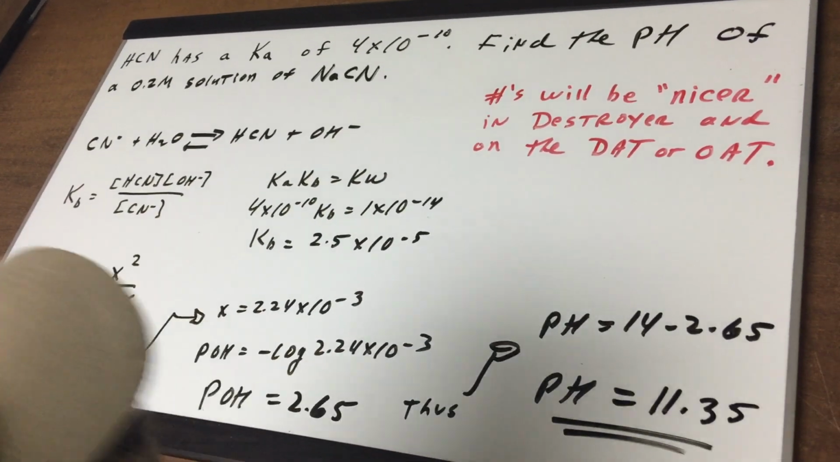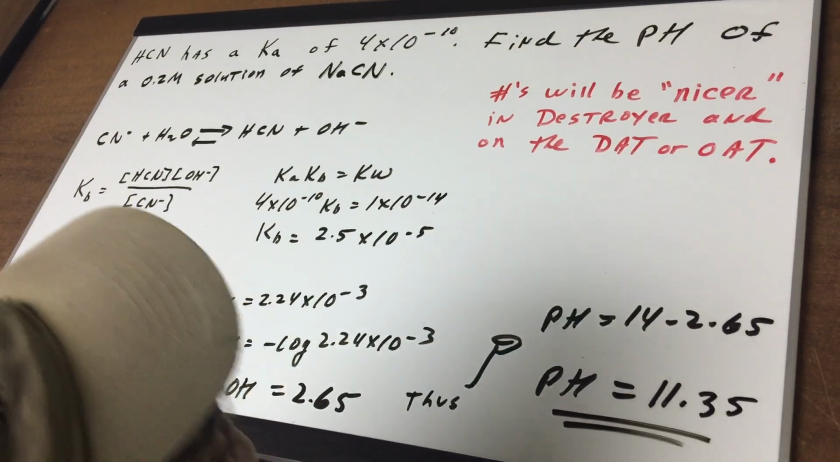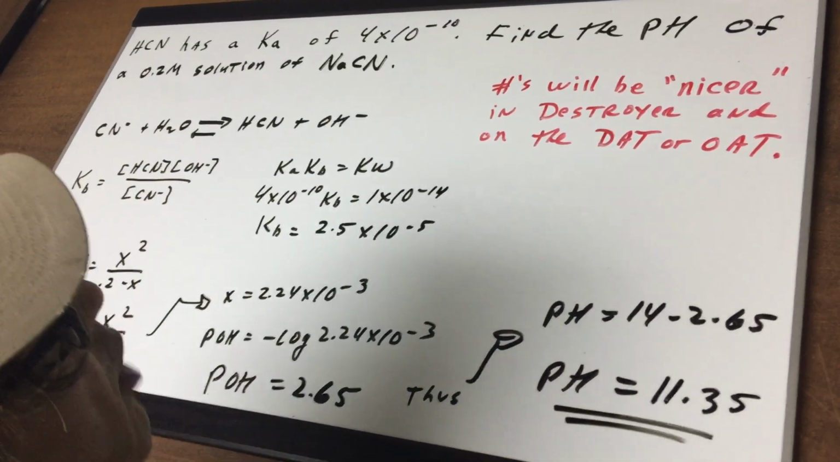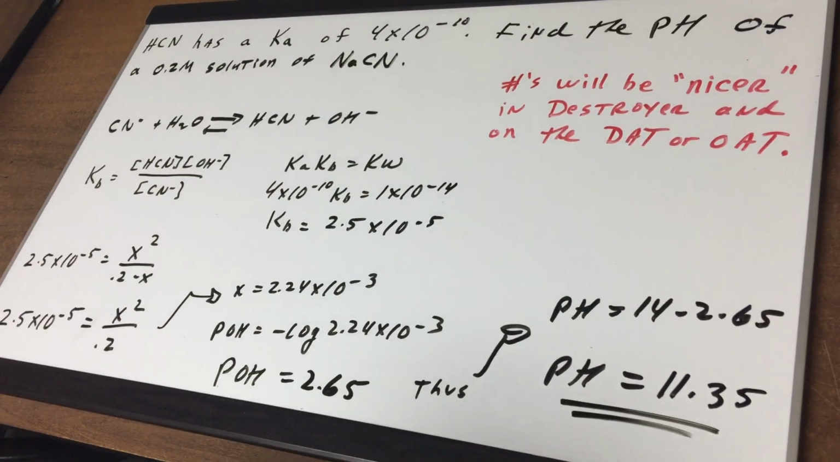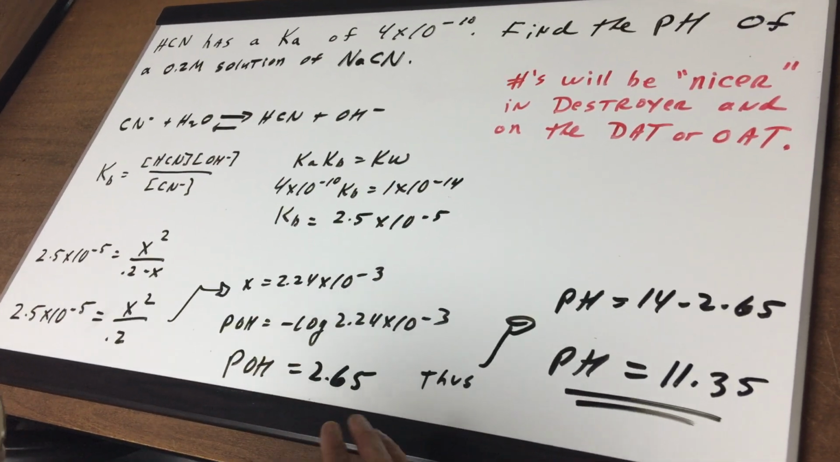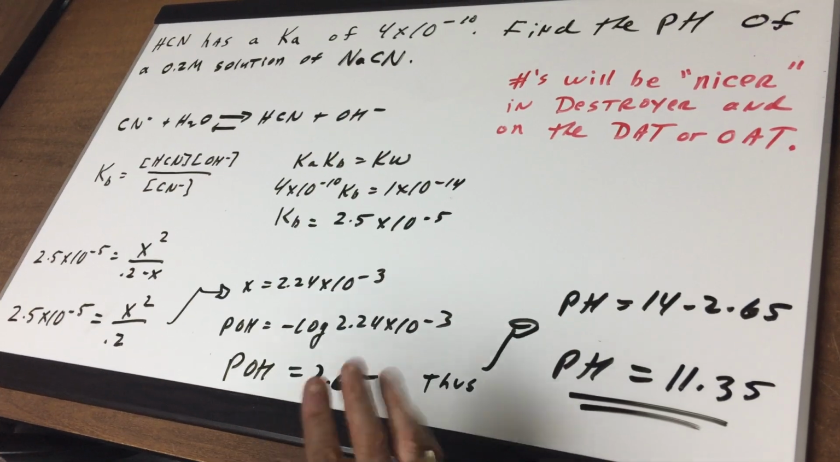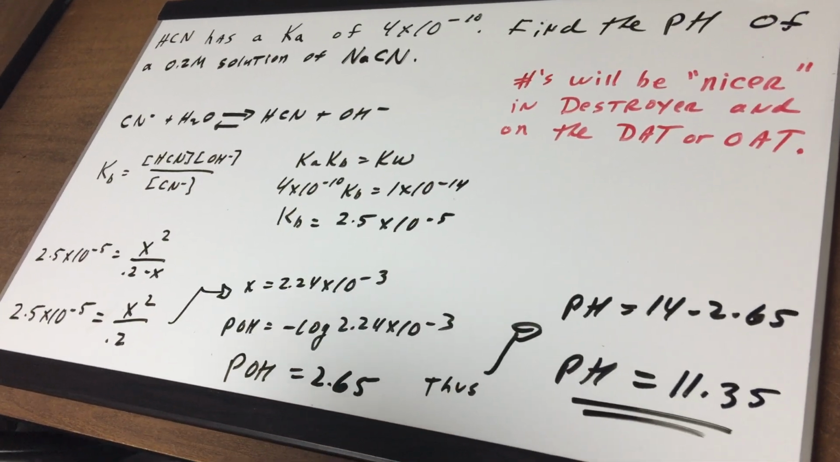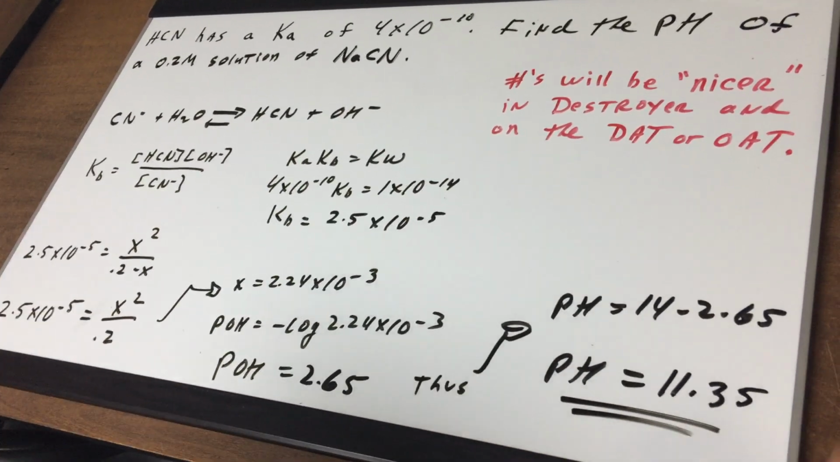Now, before we start, the numbers will be nicer in the Destroyer and on the DAT or the OAT exam. So don't be too worried about the numbers not being so wonderful. What I care about is you understanding the chemistry. The nice numbers, the easy numbers to work with, will be when you get to the exam and in the Destroyer.